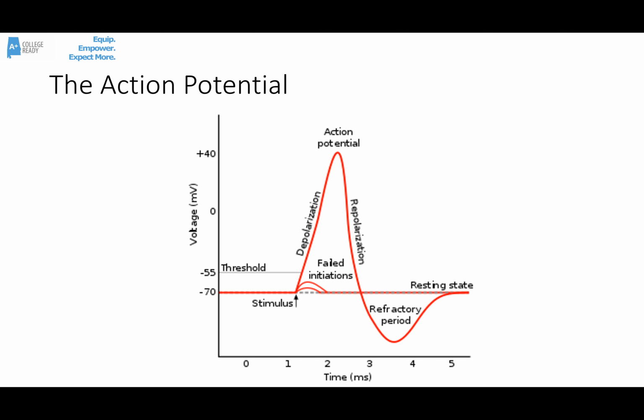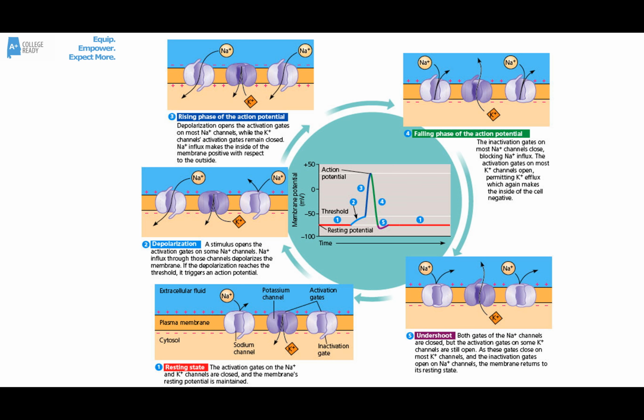So the way an action potential is going to happen is, first of all, there's some kind of stimulus. And what this stimulus will cause to happen is it will cause sodium channels to open. All right, so as I said a second ago, this happens mostly because of the movement of sodium ions and potassium ions. So down here, we see the resting state.